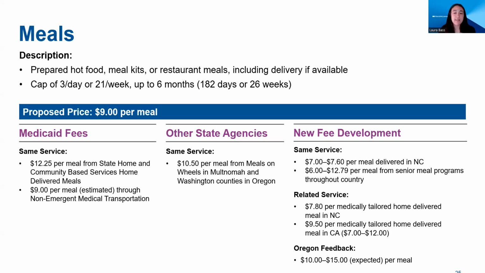Ultimately, we understand that the meal planning that goes into this sort of meal is less intensive than a medically tailored meal. So we'll see that that's reflected in North Carolina's pricing between the two services. And so you'll see that we are proposing pricing for this service that is slightly lower than what we'll propose for medically tailored meals as well. Next slide.